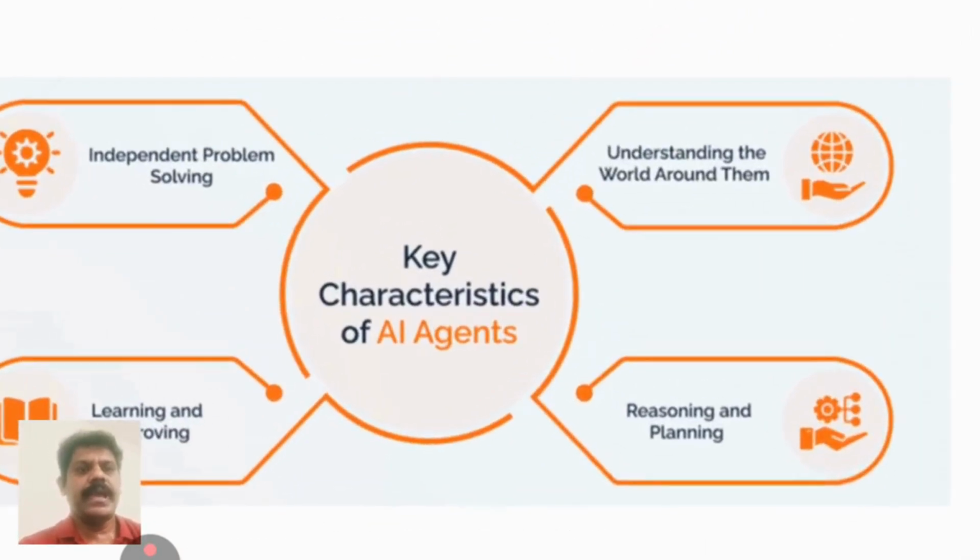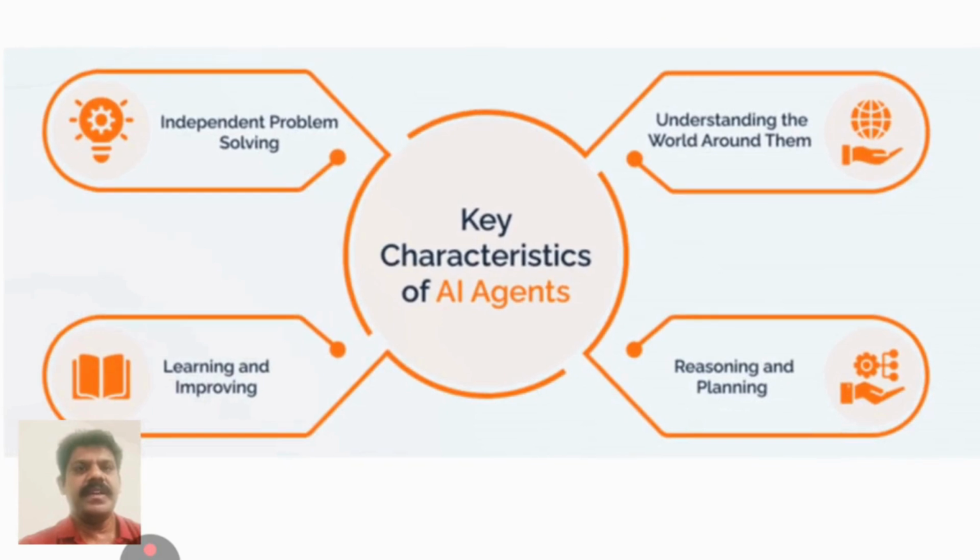The more key characteristics are that independent problem solving is achieved through AI agents, along with understanding the world around, for example in government agents and private agent applications. It learns from experience and also improves through reinforcement learning. It also reasons with a logical touch, and it plans the entire task into smaller levels.